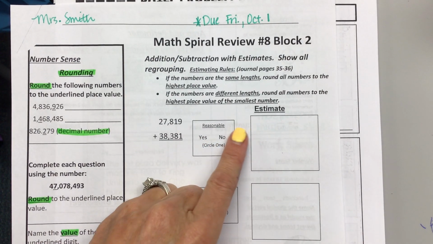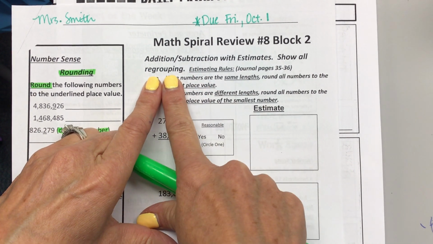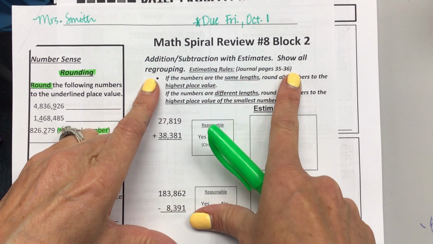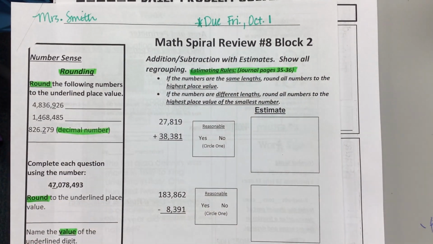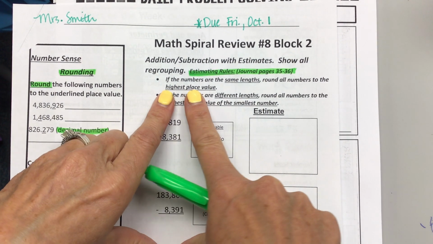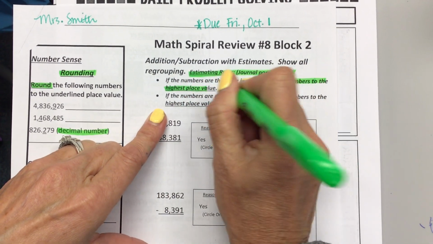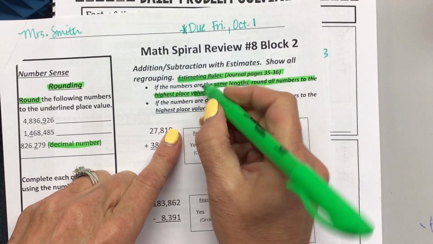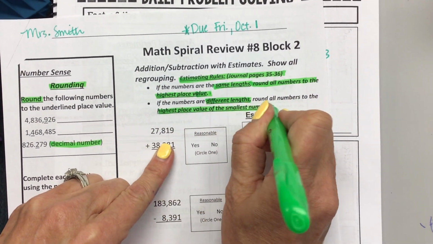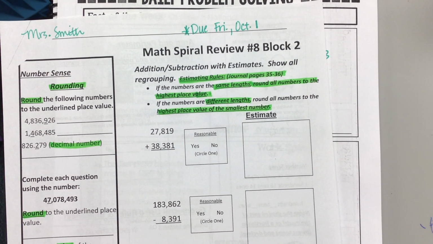Okay, today we're going to start talking about estimating. Okay, it says addition, subtraction with estimates, show all regrouping. Your estimating rules, you can go to your journal, which we're going to complete here in just a minute. If the numbers are the same length, round all the numbers to the highest place value. If the numbers are different lengths, you round to the highest place value of the smallest number. Essentially, you have to round them both to the same place value column.